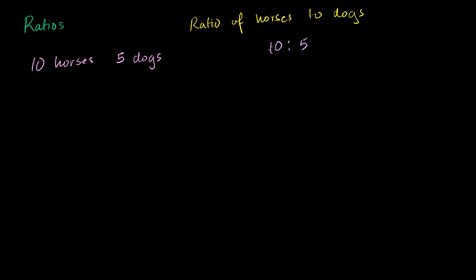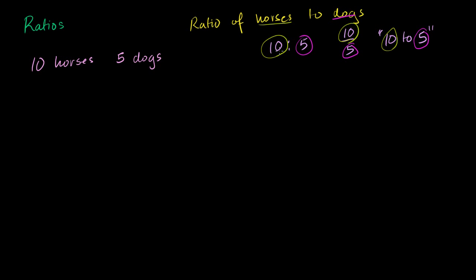Or I could also write that as a fraction. I could say the ratio of horses to dogs is 10 to 5. Or I could just write it out. I could say it is 10 to 5. These all are saying the same thing. And the thing I write first, or the thing that I write on top, is the number of horses. That's the number of horses, and that's all the number of horses. If I want to talk about the number of dogs, this is the number of dogs. These are all just expressions that are comparing two quantities.